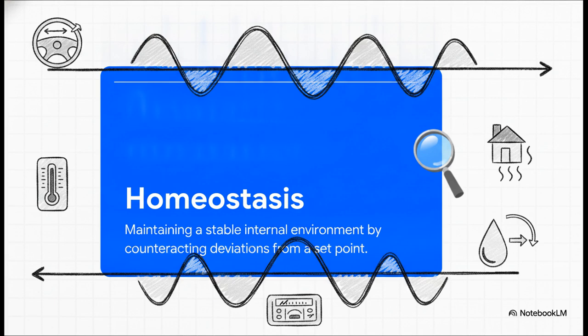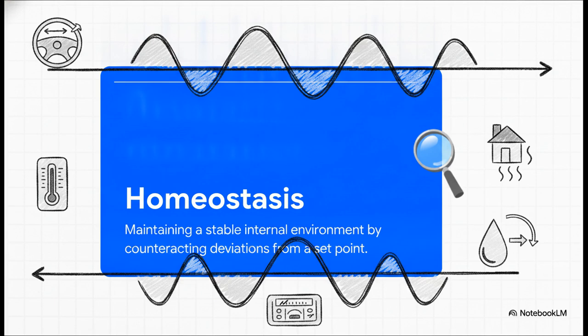Now, take a look at the horizontal line drawn across your screen right now. That represents your set point, your ideal balance. Now watch that fluctuating wave pattern crossing above and below the line. Whenever that wave dips too low or spikes way too high, a negative feedback system kicks in to aggressively push it right back to that set point.